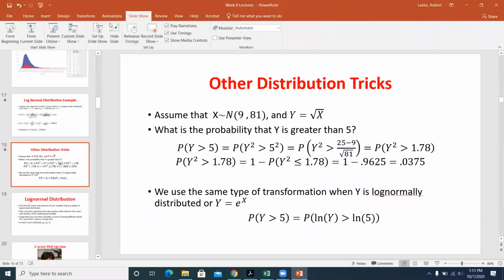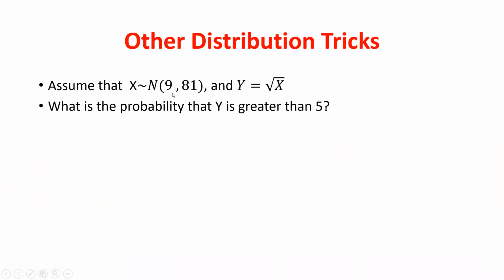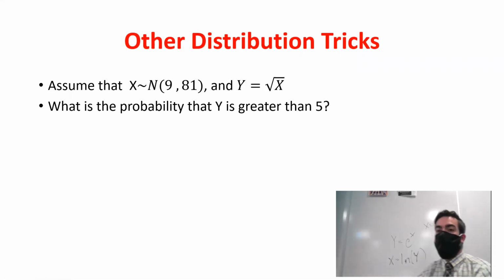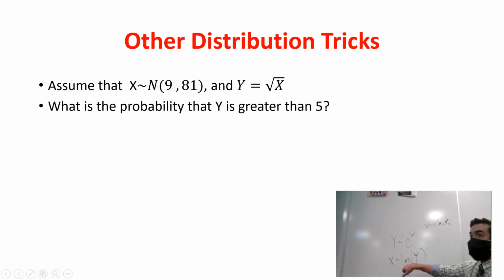So another trick we could do, and I'm not gonna push you guys this far, but it's a very similar idea. I just want to go over it. So if I know that X is normally distributed, with a mean of 9, variance of 81, and that Y is equal to the square root of X, right? Well, then if I rearrange this, X would be equal to Y squared, right? And it's a similar idea as what we were doing up here. It's just that now X is equal to not the natural log of Y, but Y squared. So I could do the exact same thing.